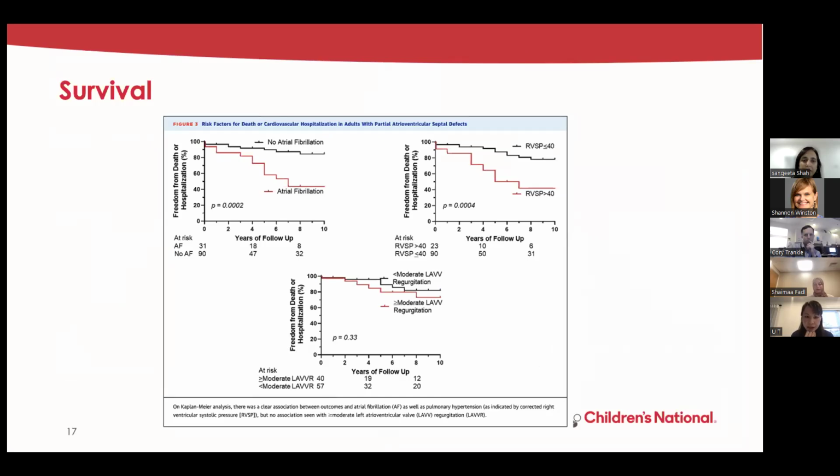This is their Kaplan-Meier curve looking at survival, and survival was associated with the presence of AFib, as well as their RV systolic pressures and the presence of pulmonary hypertension, and was not actually related to the degree of AV valve regurgitation.